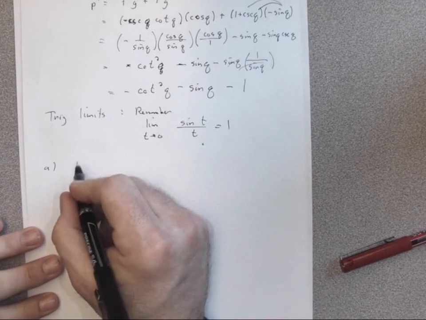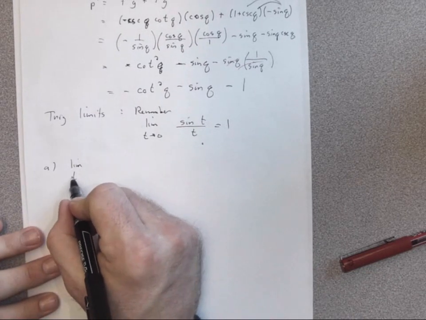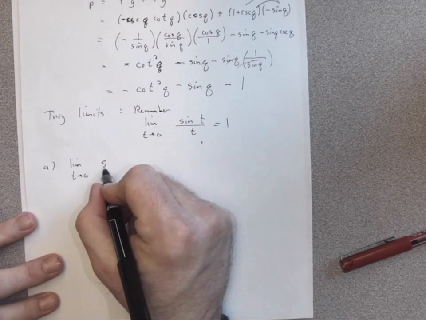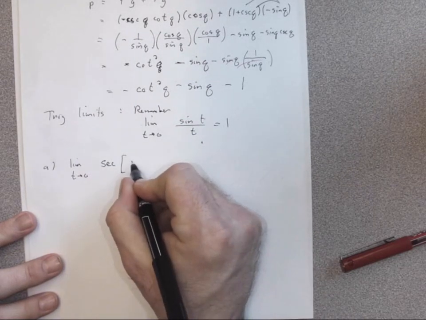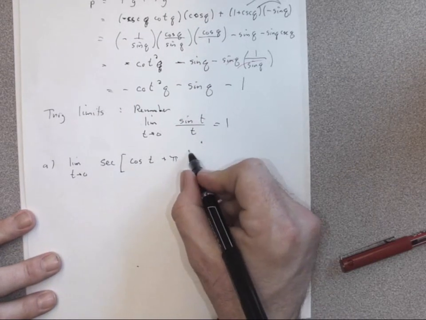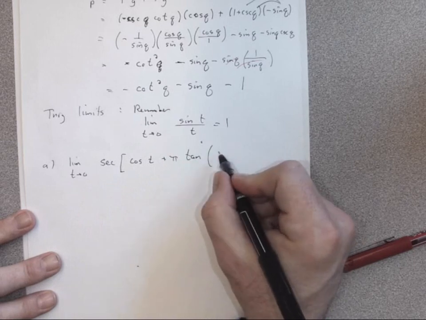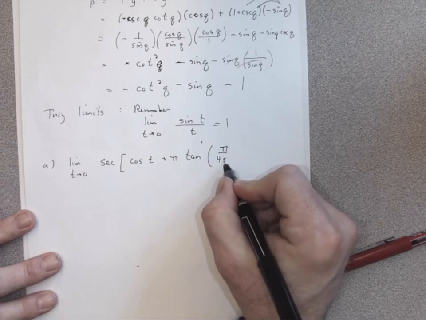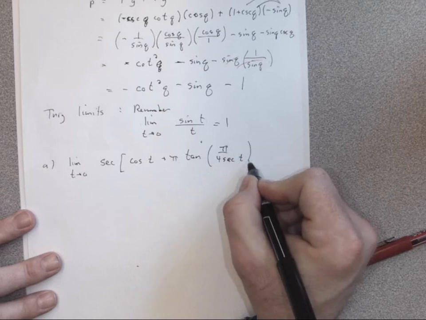So A, what is the limit as t goes to 0 of the secant of the cosine of t plus pi times the tangent of, I'll put this in this section, pi over 4 secant of t minus 1.